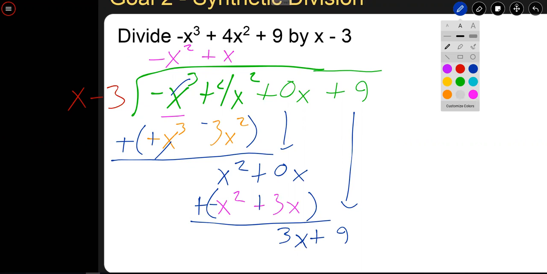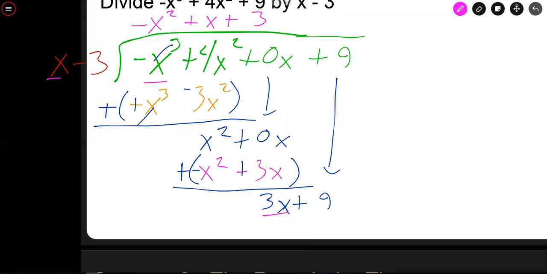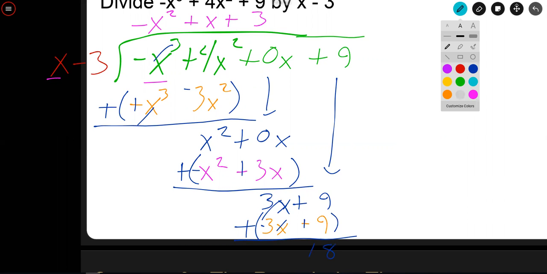And I'm going to go through one more time with my division. X goes into 3x, well, just plus 3 times. And then when I multiply through, I get 3x minus 9, and I can subtract. And when I subtract, my positive 3 becomes negative, my negative becomes positive, these cancel, and I get 18 at the bottom.